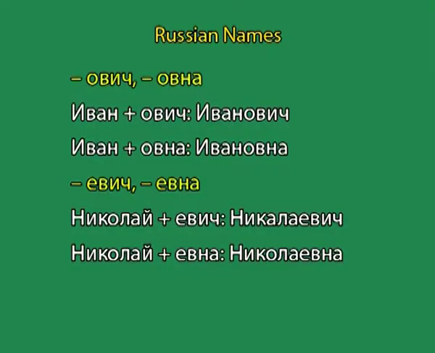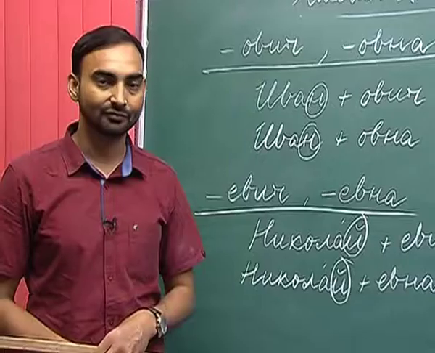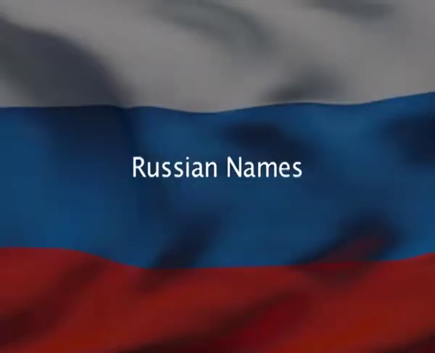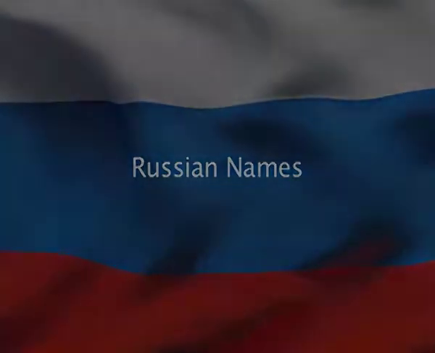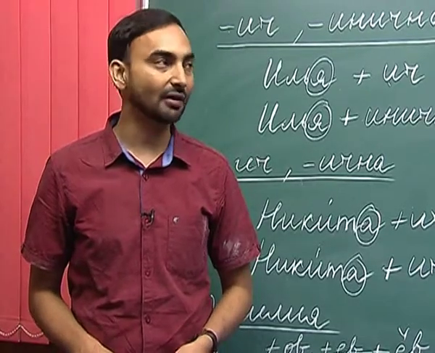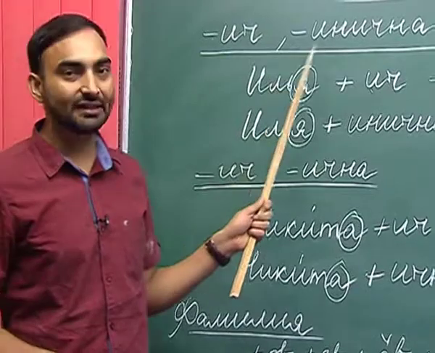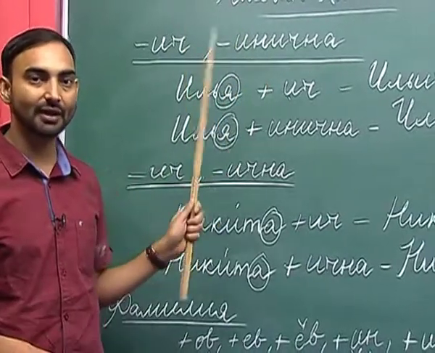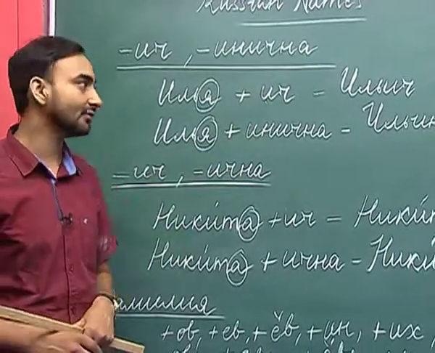So, now it must be clear to you that if a first name ends with a hard consonant, then we use ovich and ovna suffixes, and if the first name ends with e kratke, then we add yevich and yevna. So, now we will look at some other suffixes. Next set of suffixes used to form patronymic are each, inichna. Each to make the masculine patronymic and inichna to make the feminine patronymic.